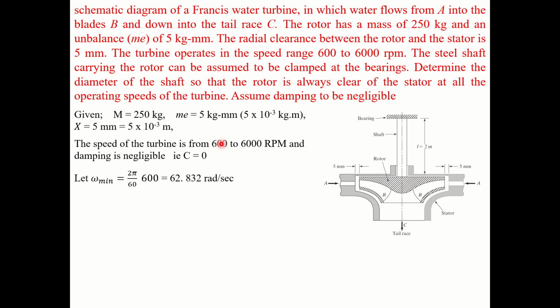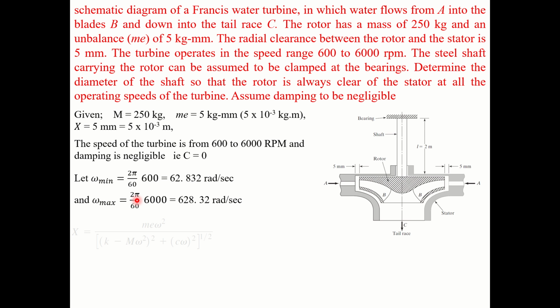Now, let omega minimum correspond to 600 rpm, the minimum speed, so you have to find the frequency. Omega minimum is 2 pi divided by 60 into 600, so it is 62.83 rad per second. Maximum frequency is 2 pi by 60 into 6000, that is 628.32 rad per second. Now you have to find these two, omega minimum and omega maximum.